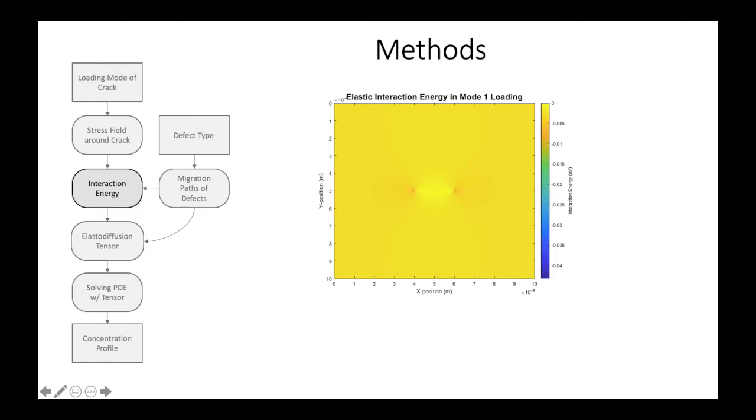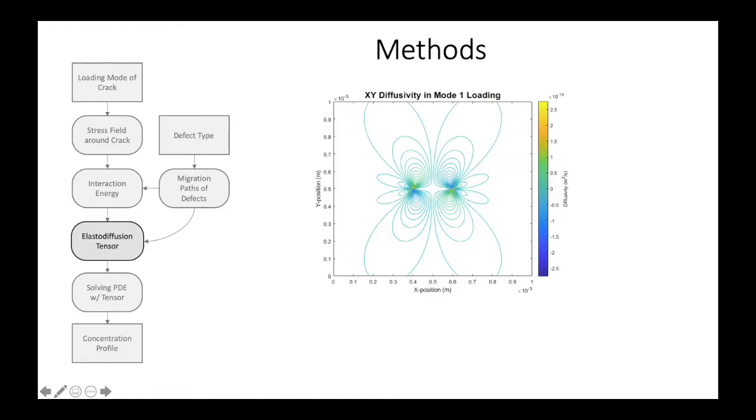With that finished, the interaction energy can be calculated. The energy is a scalar value, and its calculation uses all the components of the strain. The interaction energy is only significant close to the crack tips, with a maximally negative value of 0.4 electron volts. The interaction energy is fed into the calculation for the Elastodiffusion tensor, and along with the vectors for each possible migration path, the value of the tensor is calculated across the solution domain.